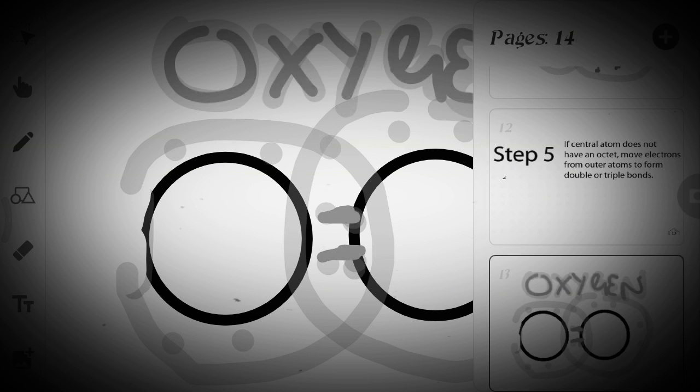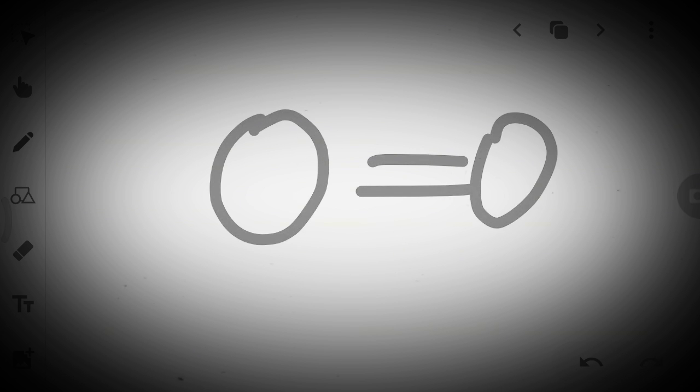So how do you get good at drawing Lewis structures? Well, the first thing is know the steps. They're your guide. The second thing is practice. You need lots of practice to get good at this, for it to be second nature.